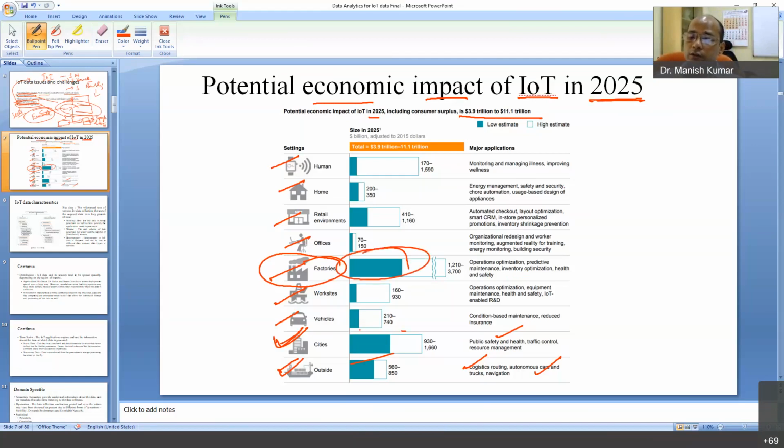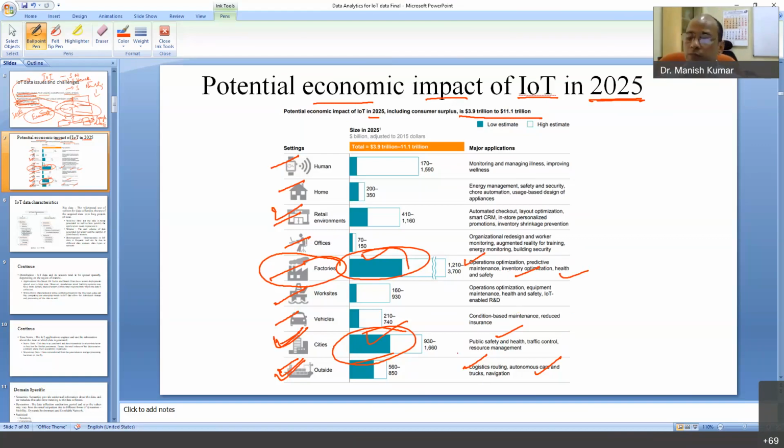So there is large growth involved in these two areas, though there is growth in other areas also, like retail and outside, where we have significant growth, but these two are going to be very important applications. What do we look for in industries and factories? We look for operations optimization, predictive maintenance, inventory optimization, and obviously the health and safety of the persons involved in this domain.